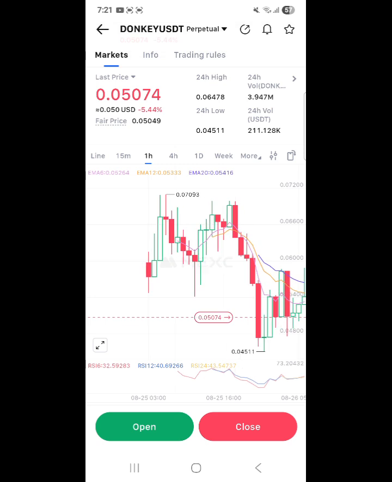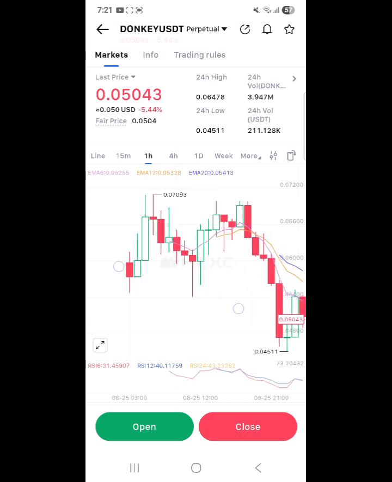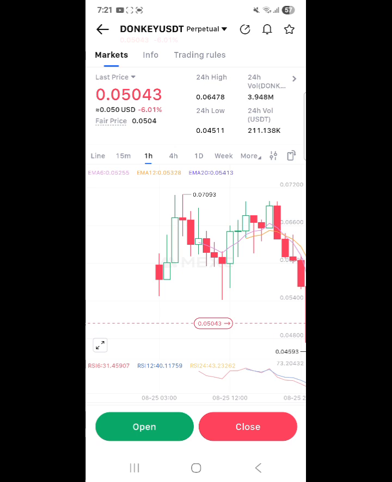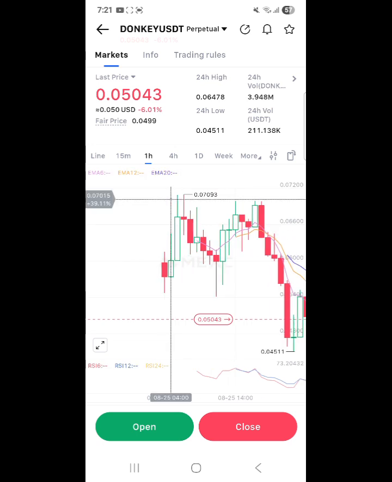So look at this coin now, Donkey USD. It's a meme coin anyway. So the first candle formed, it went up a little bit, and then the second candle came in, and it's as if it wanted to go up more. So I allowed it to play out, and then it went up, and then I created my short order around here.